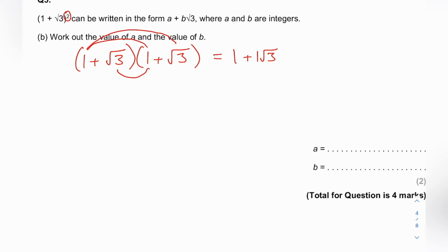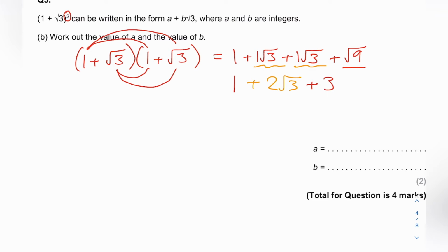We've then got the same thing. We've got root 3 times 1. So we've got another 1 lot of root 3, followed by root 3 times root 3. And using our first surd rule, we know that that is equal to the square root of 9. Now we can work out what the square root of 9 is, and we can collect together our like terms. So we've got 1 root 3 plus another 1 root 3, which is 2 root 3, and the square root of 9 is 3. So finally we can collect together our 1 and 3, so we get 4 plus 2 root 3. So a is equal to 4, b is equal to 2.